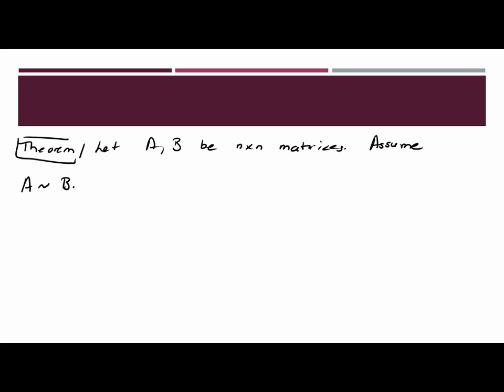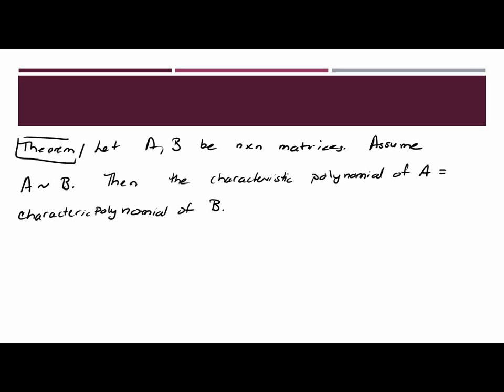So I try to bring also many concepts in this so I can remind you of those definitions again, if you noticed. If you have A and B, n by n matrices, and I assume A is similar to B, then the theorem is that the characteristic polynomial of A is equal to the characteristic polynomial of B. I think this is a doable one for all of you at this stage.